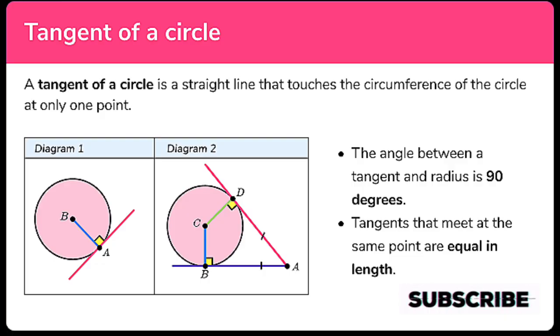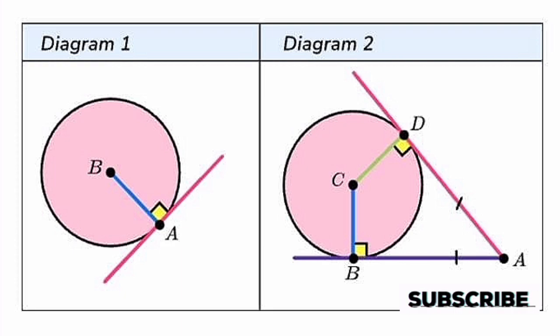The first one is, okay, let me send you a picture. Now from the pictures I've sent, you can see the first one deals with just a radius and a tangent. That's to say that the angle between a tangent and a radius is 90 degrees. That's just the first one.